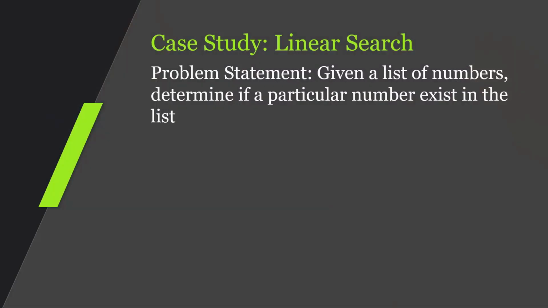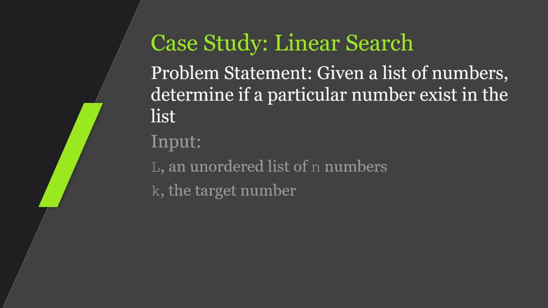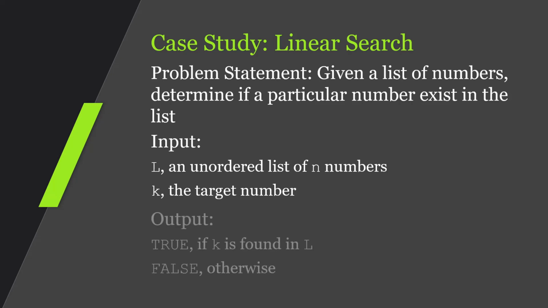In linear search, what we want to do is, given a list of numbers, find if a number exists or not. That's the problem we're trying to solve. The input to this problem might be the unordered list L of n numbers, and k being the target number. The output might be true if k is found in L, false otherwise. So this is the basic description of the problem.